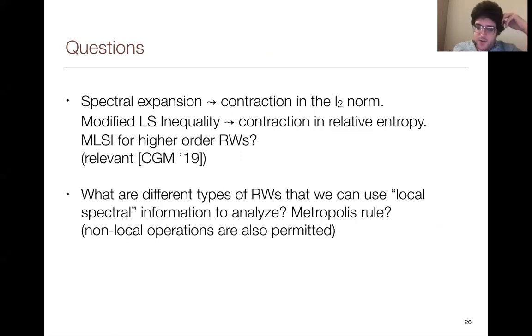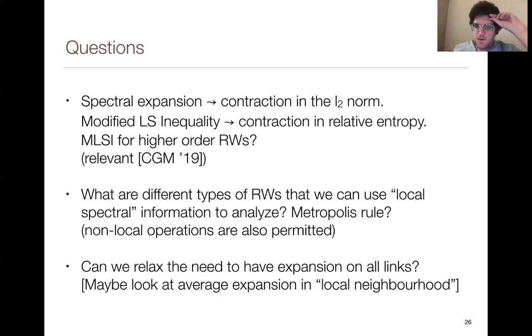Another interesting question, I think, is what are different types of random walks that we can use local spectral information to analyze? So what about the Metropolis rule? What if we allow some small non-local operations in these random walks? Can we say anything?